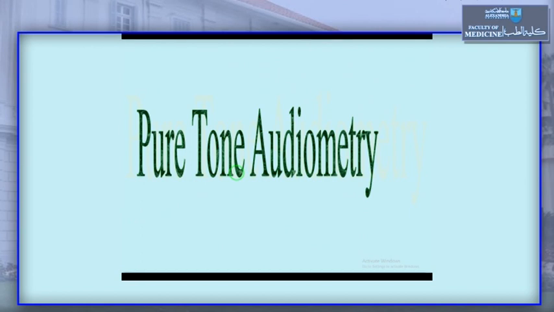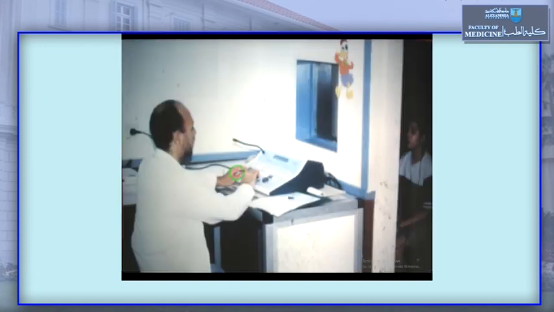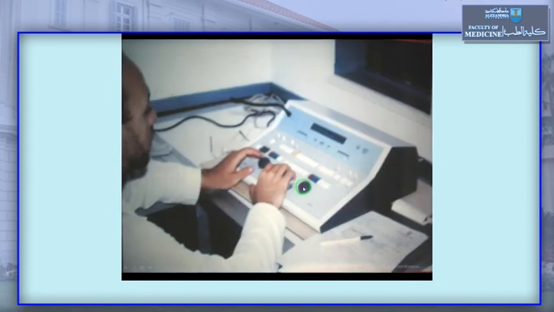We start with pure tone audiometry. As the name entails, audio means hearing, metry means measurement, and we measure hearing using what's called the pure tone. What's a pure tone? It's a tone at a single frequency. The machine we use to test pure tone audiometry is called the pure tone audiometer, and the doctor, as you can see, is seated in front of the audiometer while the patient is seated inside a sound-treated room. That's the pure tone audiometer enclosed.